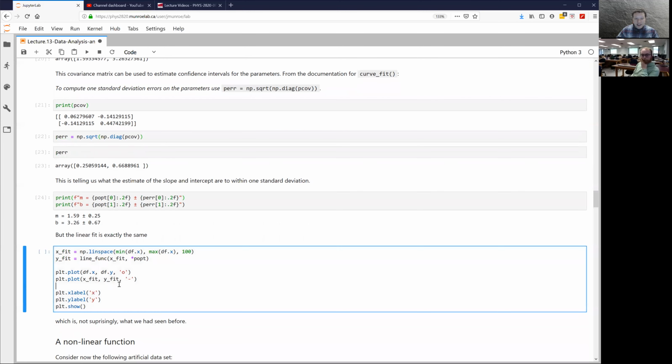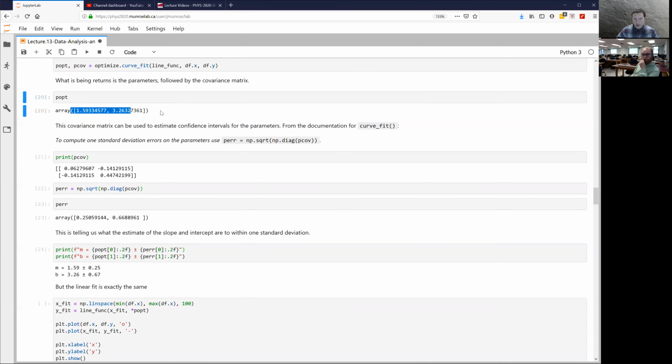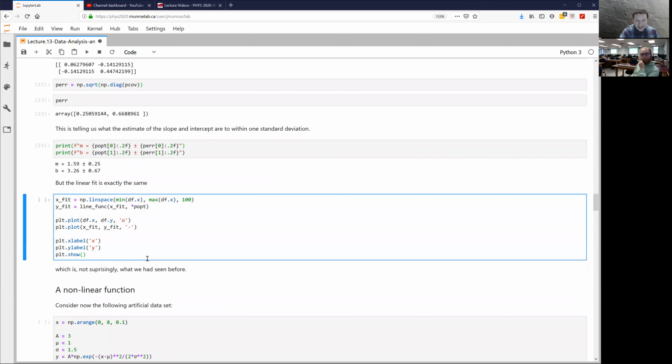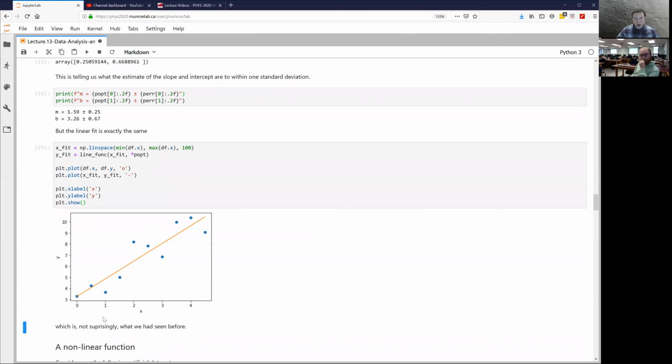The linear fit stays exactly the same. So if I just take those parameters, the popt, the parameters that come out here, and I pass them into this linear function, I will get the exact same result that I had before all the way through.